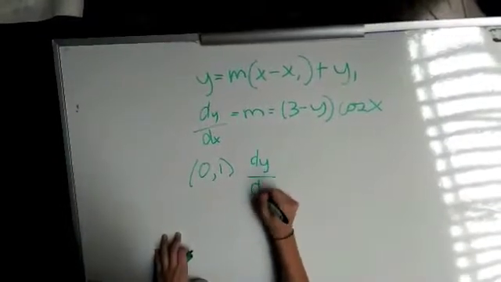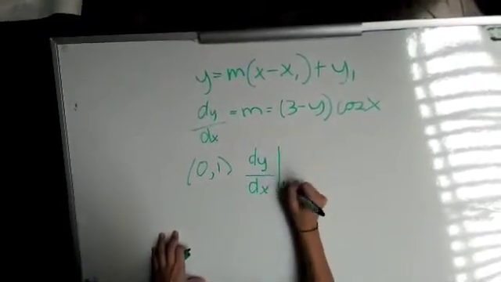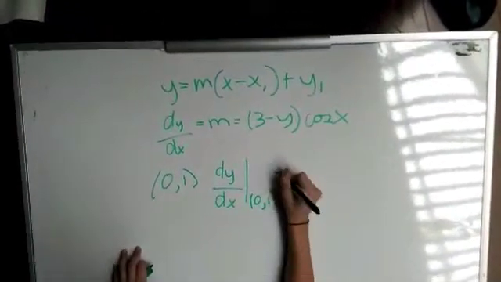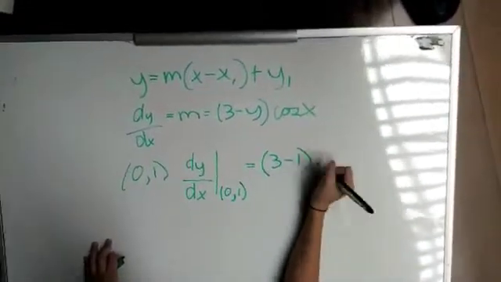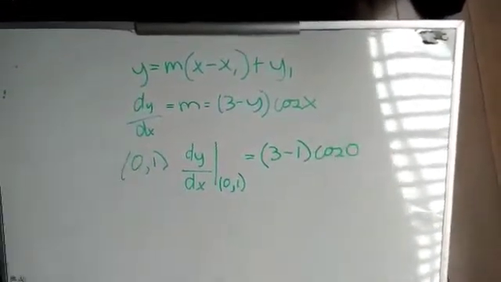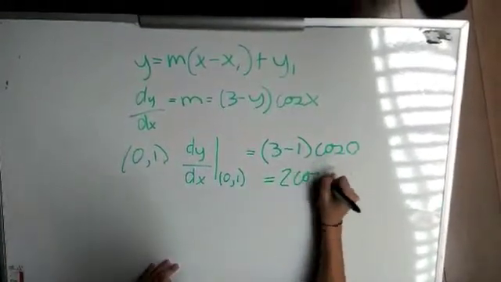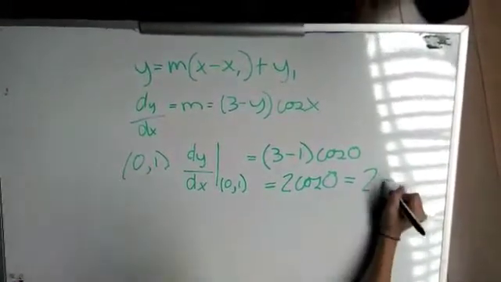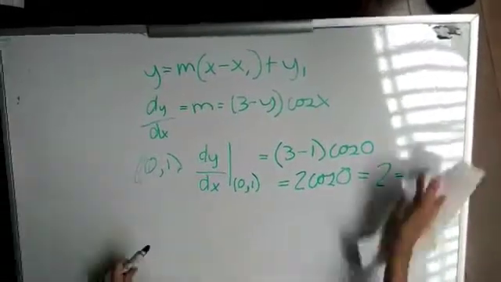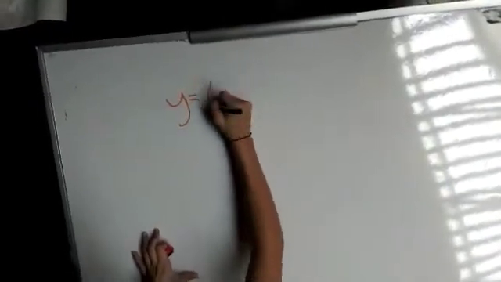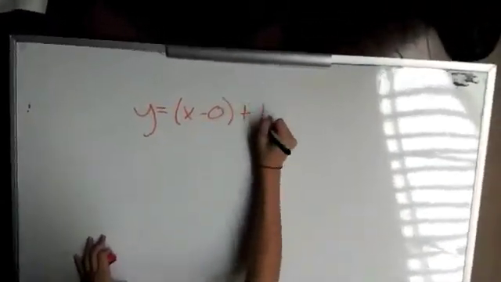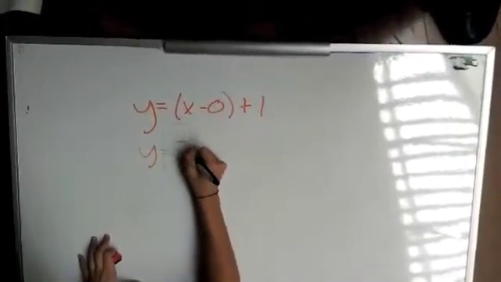Let's go ahead and plug (0, 1) into the derivative to find our slope. We plug in 0 for x and 1 for y, and we get (3 minus 1) cosine 0. Cosine 0 is 1 and 3 minus 1 is 2, so 2 times 1 is 2. So this is our slope. Now that we have our slope and our point, we plug them into our point-slope formula.